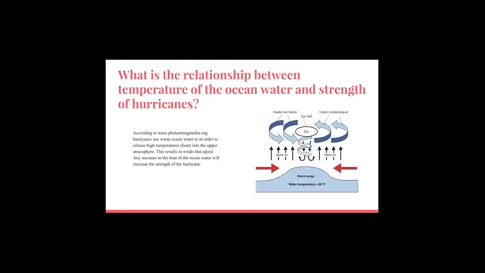What is the relationship between the temperature of ocean water and the strength of a hurricane? According to mass.pbslearningmedia.org, hurricanes use warm water in order to release high temperatures into the upper atmosphere. This results in winds that spiral. Any increase in the heat of ocean water will increase the strength of a hurricane.